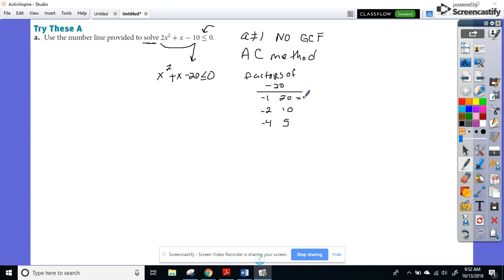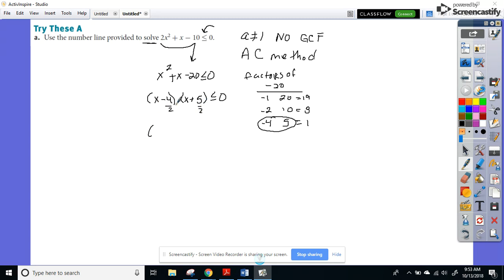We're looking for these factors to combine together to give me a 1. These combine to give me 19, so they're not it. These two combine to give me 8, so they're not it. These two combine together to give me 1. So there's my pair. Those two numbers go in the binomials. Remember, this is the AC method, though, so now we've got to undo that multiplication. We multiplied up here by 2 to get the 20, so now we have to divide these things by 2.